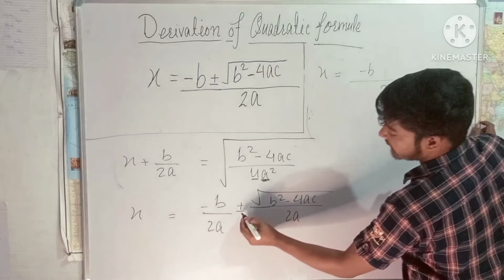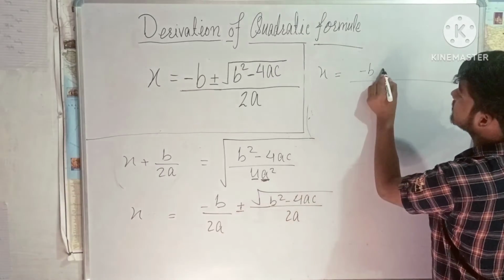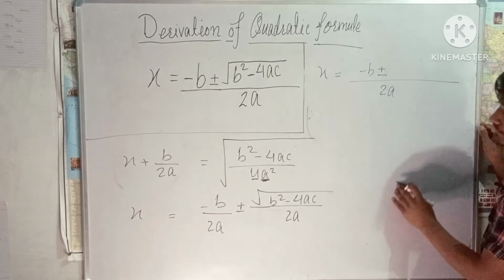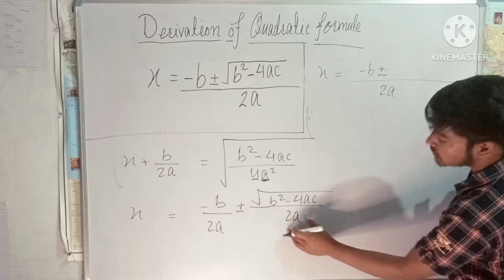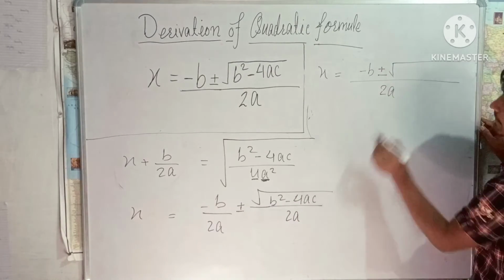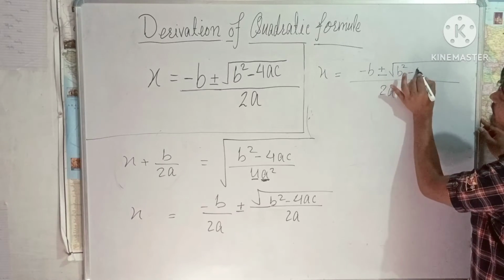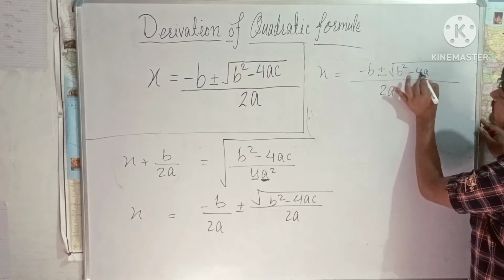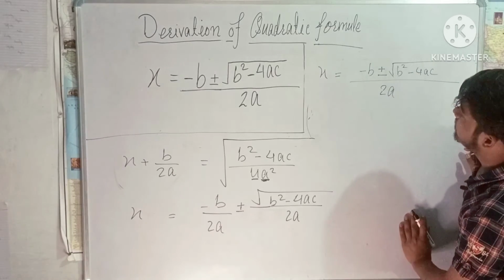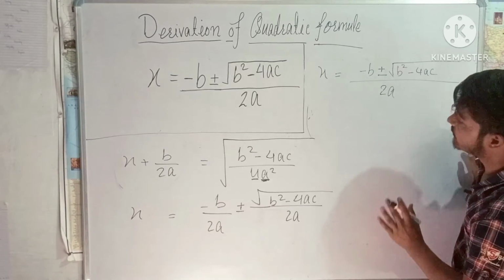So over 2a we put plus minus here, also we put plus minus, then 2a, and here also b square minus 4ac. You can see that this formula has been proved.